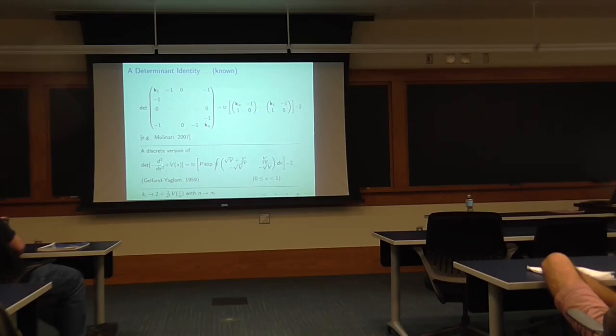The way to get this Gelfand-Yaglom identity from the discrete linear algebra identity is just to think about the chain of atoms, for example, and make the replacement with the k_i's equal to 2 plus epsilon. So the position here is just the discretized x variable.